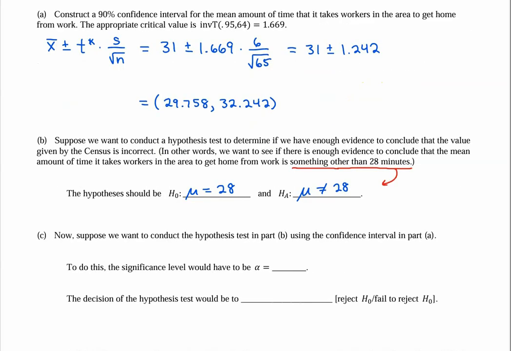Part B is setting the hypotheses up, and we know it's supposed to be two-sided if we're going to use the confidence interval, but it does also say it toward the end of the wording. We're looking for evidence that the average amount of time to get home in that metro area is something other than 28 minutes. So something other could be higher, could be lower. That is definitely a two-sided alternative. So we end up with mu not equal to 28 for the alternative hypothesis, so mu equals 28 for the null.